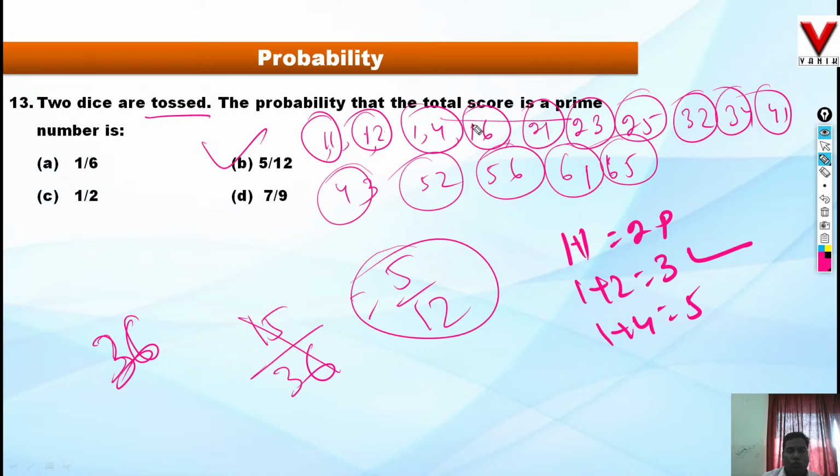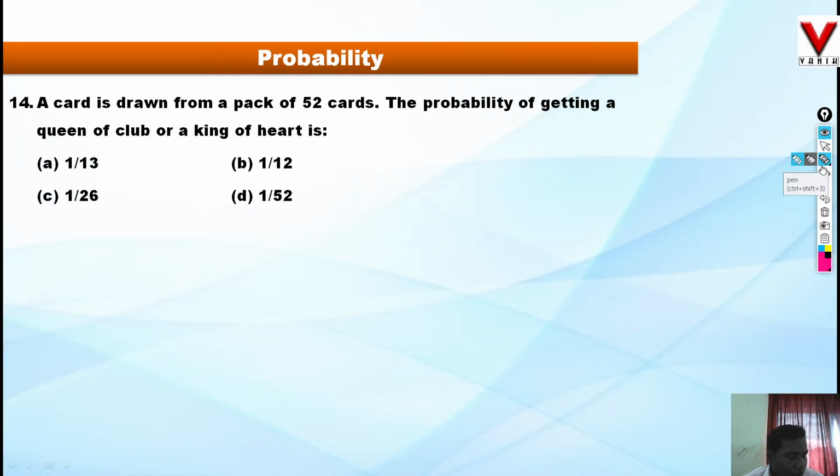Come to the next number. Question number 14. A card is drawn from a pack of 52 cards. The probability of getting a queen of club or a king of heart. There are 52 cards.